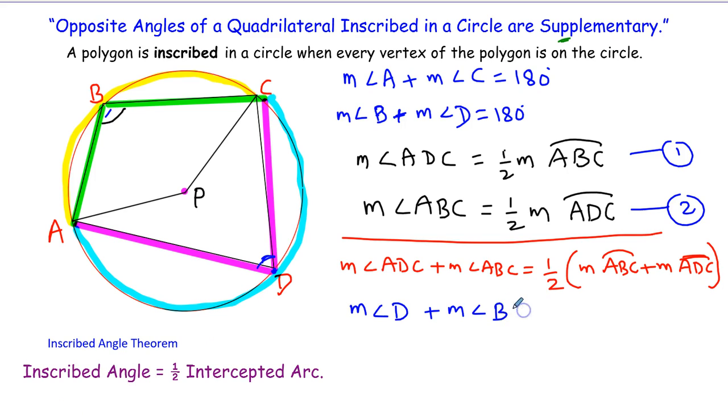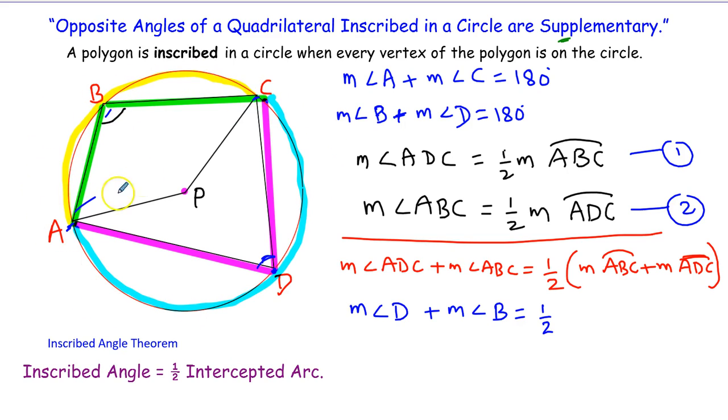So we have the measure of angle D plus the measure of angle B is equal to half of arc ABC. Where is ABC? This whole piece, starting from this A, you moved all the way up to this C. And then plus ADC. What is ADC? From this A, you traveled all the way through D and reached back to C. So on the whole, we made one complete circle.